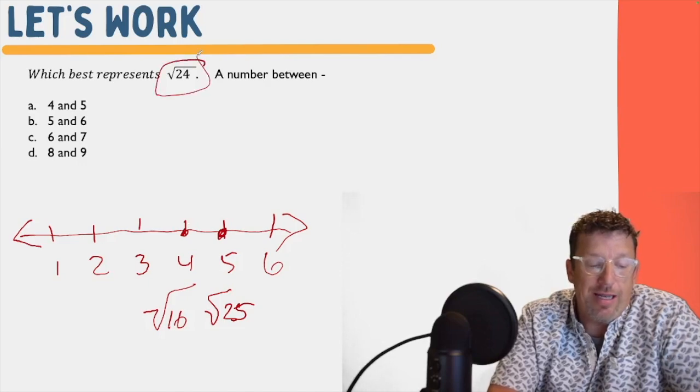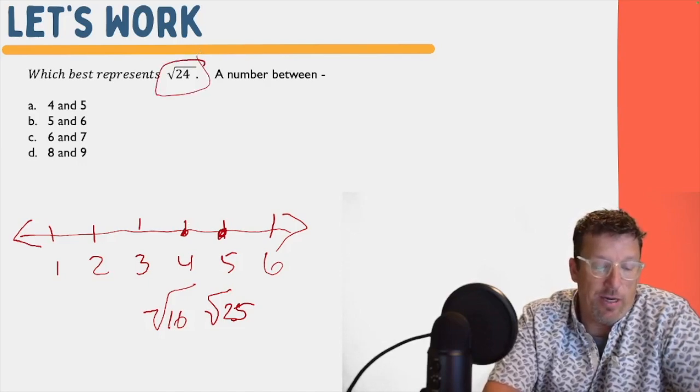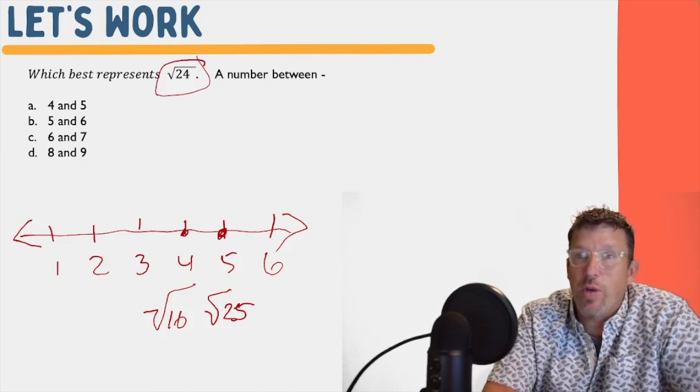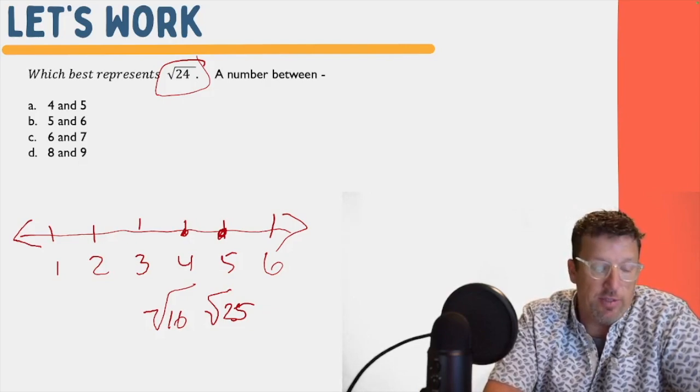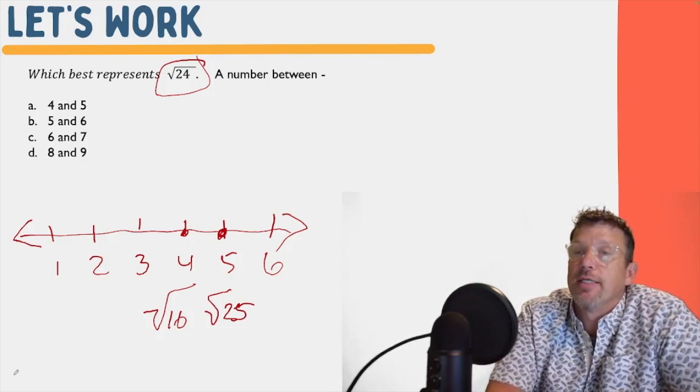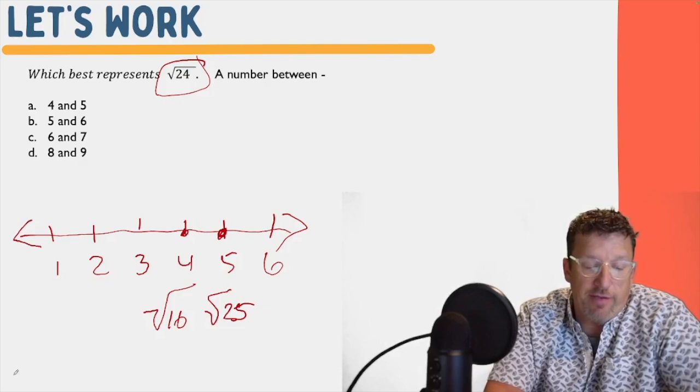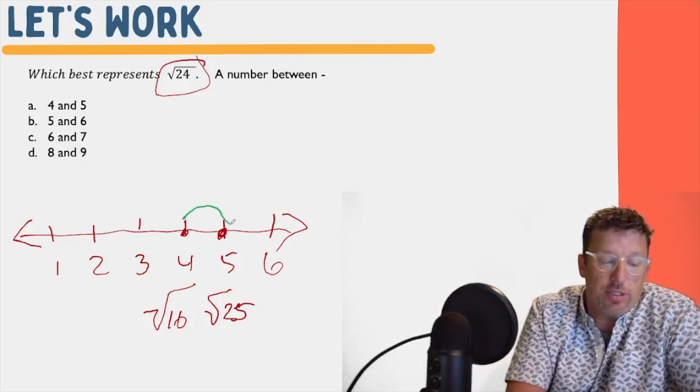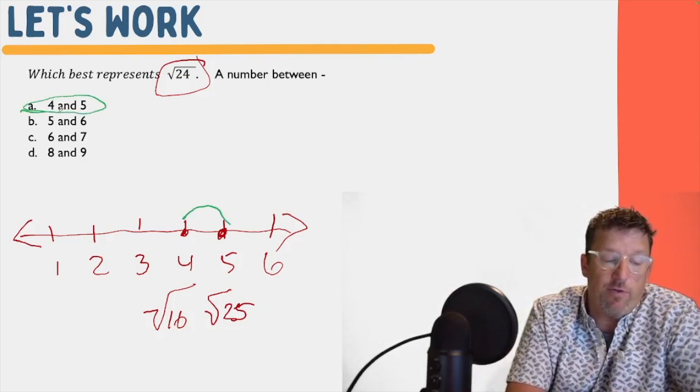Well, where would that lie? Well, it would lie somewhere on that number line, and it would be between those two numbers, right? Because the square root of 24 is smaller than the square root of 25, so it would be somewhere in this gap. So our answer is between 4 and 5.